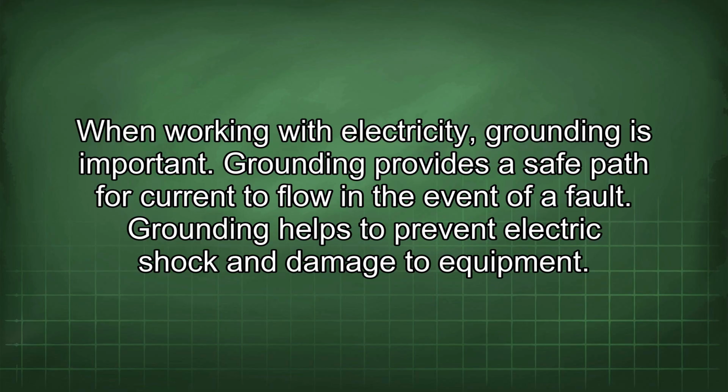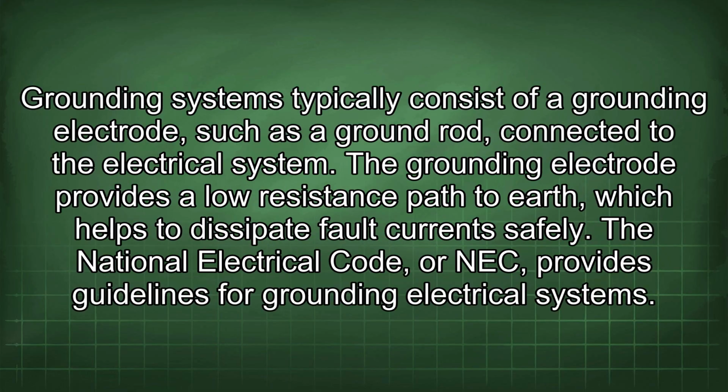When working with electricity, grounding is important. Grounding provides a safe path for current to flow in the event of a fault. Grounding helps to prevent electric shock and damage to equipment. Grounding systems typically consist of a grounding electrode, such as a ground rod, connected to the electrical system. The grounding electrode provides a low resistance path to earth, which helps to dissipate fault current safely. The National Electrical Code, or NEC, provides guidelines for grounding electrical systems.